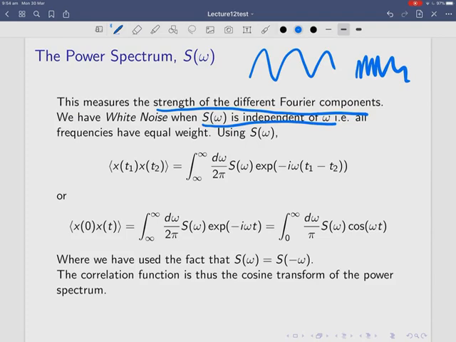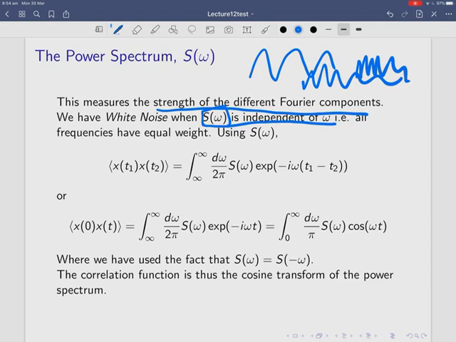Okay, so white noise implies we have a very flat spectrum as far as the power spectrum goes. This S of omega is flat. All the frequencies have equal weight. So white noise means all the frequencies have equal weight.